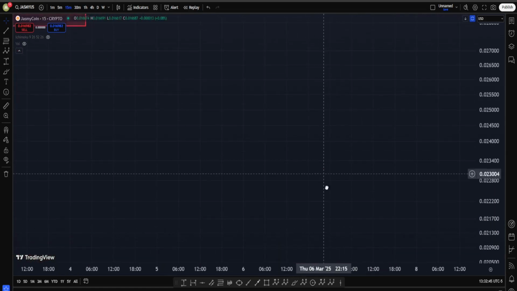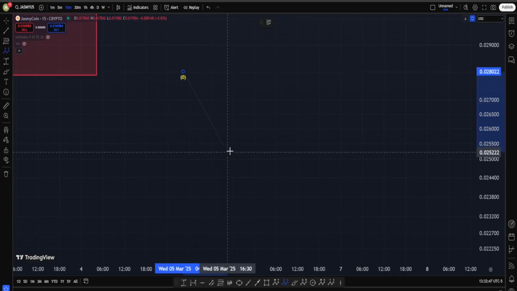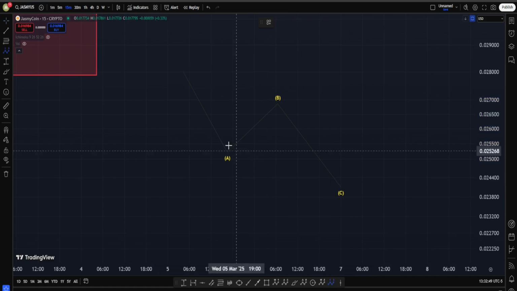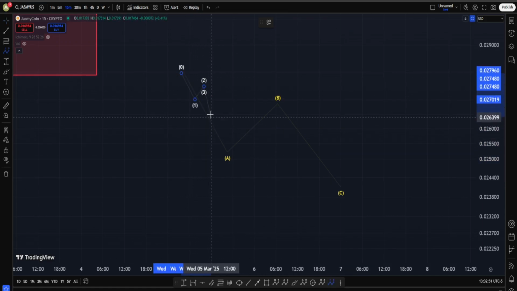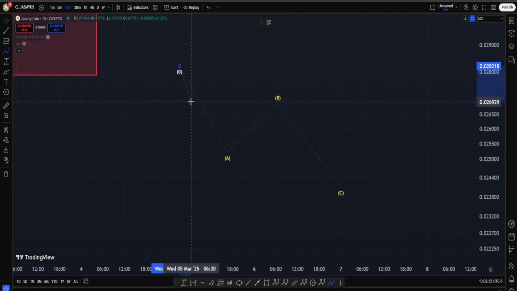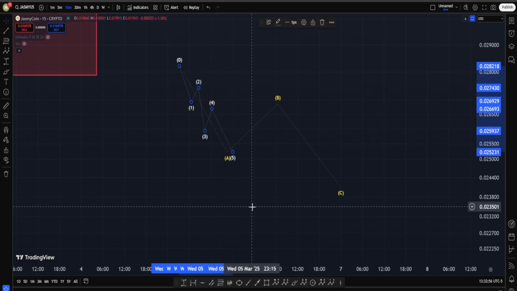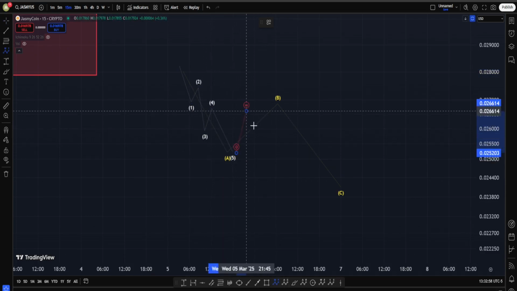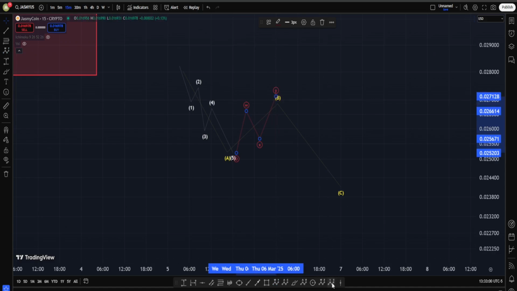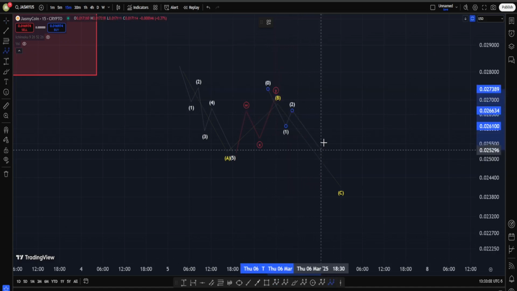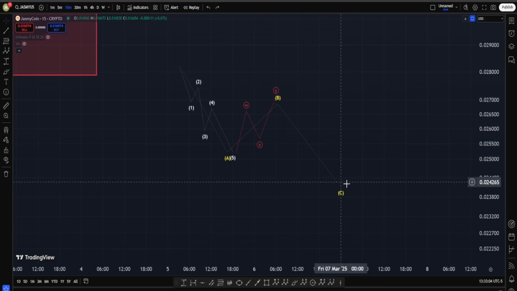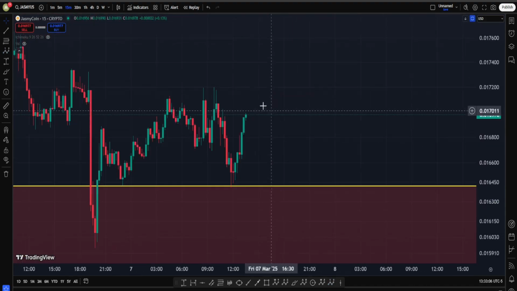You see, in a zigzag, sub waves are going to be like this: 5 down into a 1, 2, 3, 4, 5. Sorry about that one. Okay, correction for wave B. Let's say this time a WXY, and then another 5 down into wave C. And let's go on the live chart and see, do we have the sub waves or not?